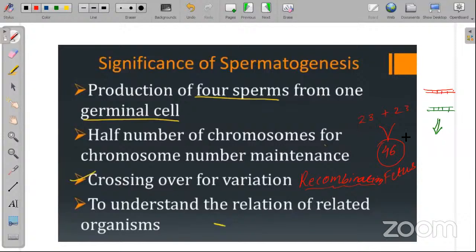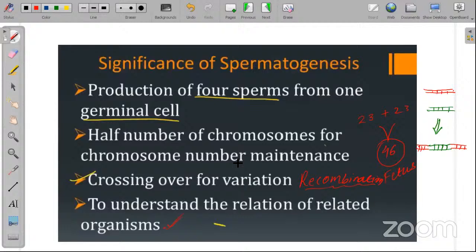ठीक है. For example, after recombination, this red color chromosome develops a structure like this. इस तरीके से ये structure बनाएगा. That means some genetic material is combined with the red chromosome from the green chromosome. That process is known as recombination. We are going to discuss it in molecular basis of inheritance, so don't worry. Recombination happens by this process, and that's why variation happens due to sexual reproduction. Next is to understand the relation of related organisms. So these are some important points, the significance of spermatogenesis.